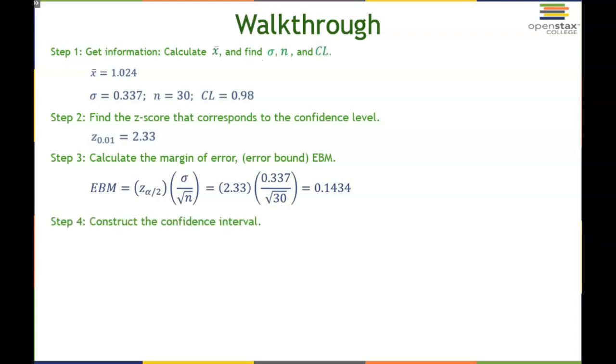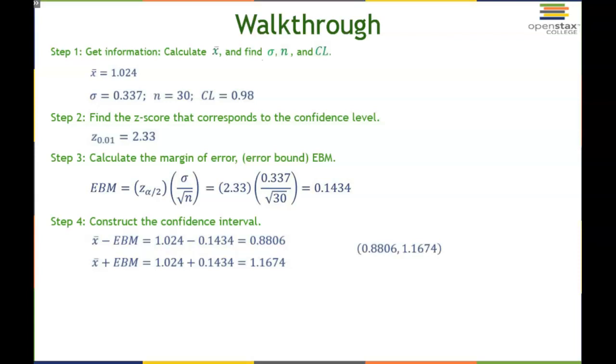Now that we have our error and we know what our x bar is, we can construct our confidence interval. So step 4, we're going to construct our confidence interval. Take our x bar of 1.024 and subtract our EBM, so minus 0.1434, and we get 0.8806. We take our average and add our error to it and we get 1.1674. So our confidence interval looks like a point because it's in parentheses with a comma. So parentheses 0.8806, comma, 1.1674, end parenthesis. That's the actual interval.